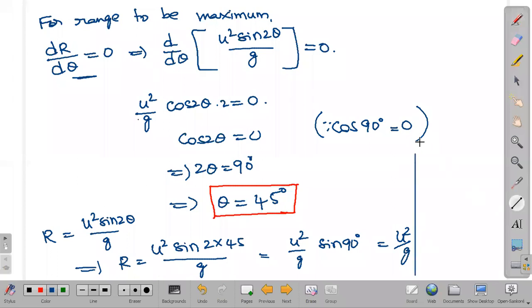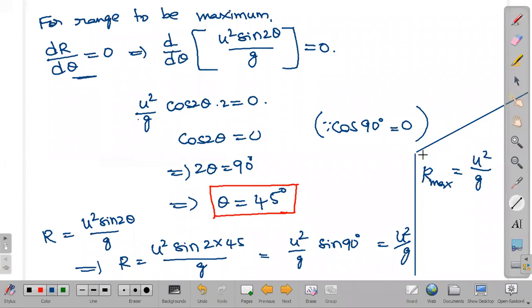I'll write it in short here itself. Now, what we got, R maximum, for maximum range the value is what? u square by g we got. This is the maximum range value.